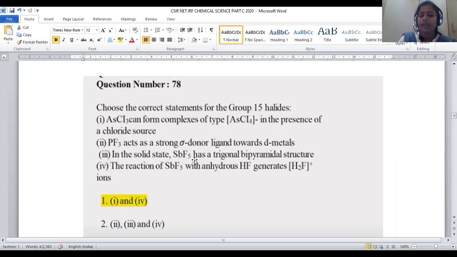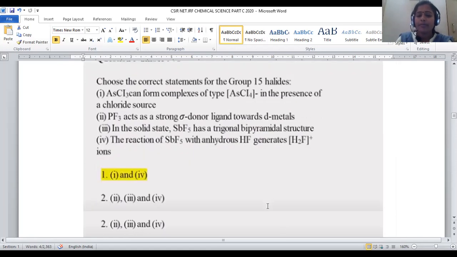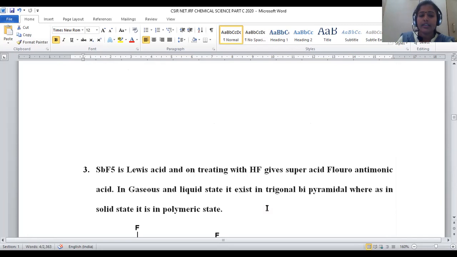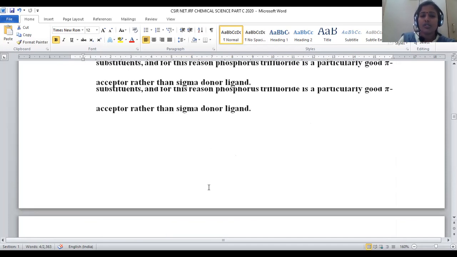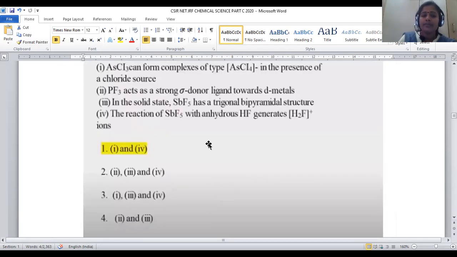And the third one, the solid state strontium pentafluoride has a trigonal bipyramidal structure. No, strontium pentafluoride is indicated here. Under solid state conditions, in the sense of low temperature conditions, strontium pentafluoride exists in a dimeric or polymeric form. That is a solid state compound. Whenever it exists in either liquid or gaseous form, then the only possibility is trigonal bipyramidal. But in the solid state, the possibility will be a polymeric system. So this is also not a right statement.